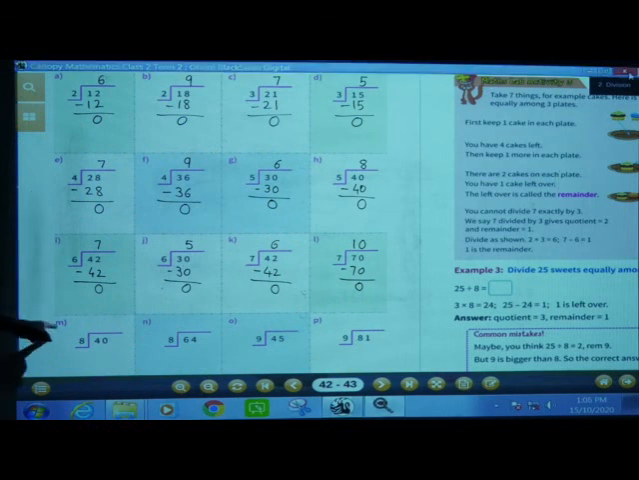So students, the last row will be the homework. This is the homework. You have to solve this by the long division method.